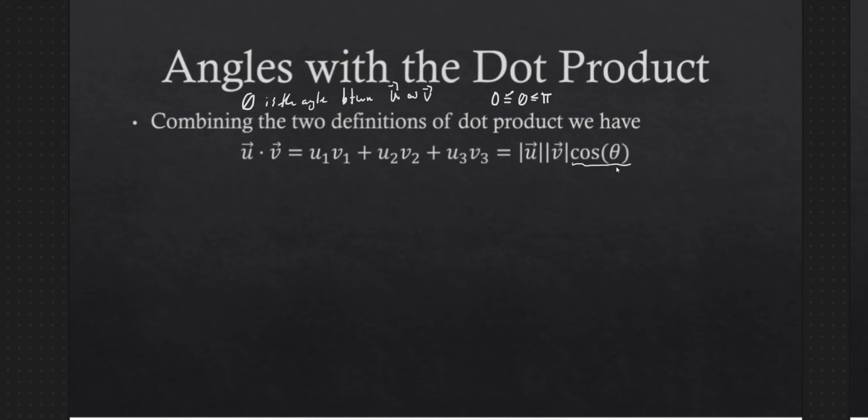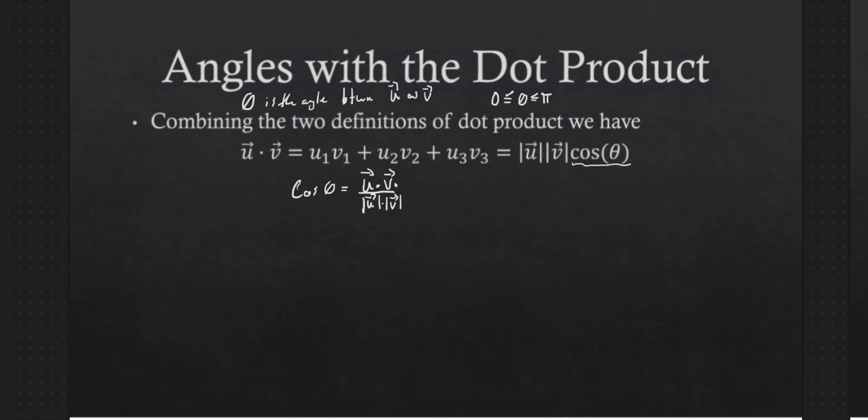Okay, so let's go through that arithmetic. I'm going to solve for cosine theta here. So cosine of theta then is u1 v1 plus u2 v2. So we have that way of computing it. So I'm going to write it as u dot v over magnitude u times magnitude v.